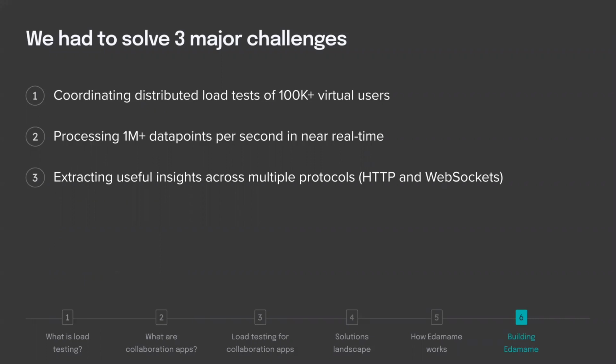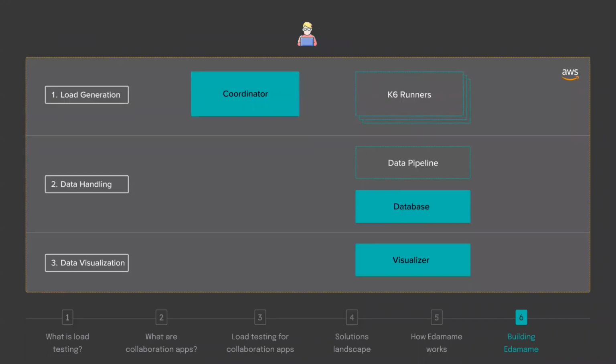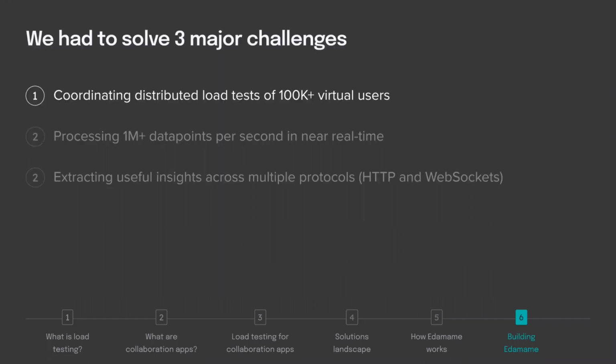Now, as you might notice, these challenges actually fall in line with the architecture that Luke went over previously. So the first challenge of generating 100K plus virtual users falls into the load generation category. The second challenge of processing 1 million plus data points falls into the data handling category. And the third challenge of extracting useful insights falls into the data visualization category. So let's start with challenge number one, which is how did we actually run a distributed load test of greater than 100K virtual users?